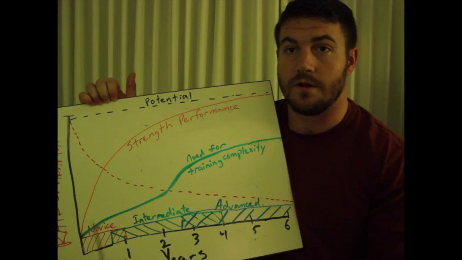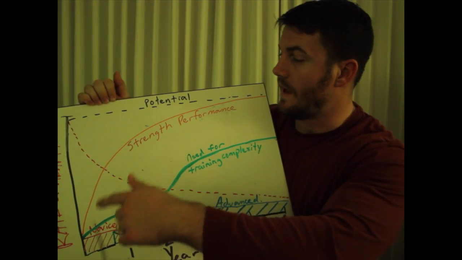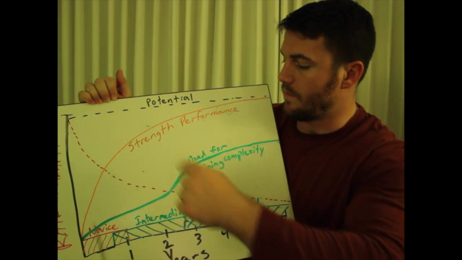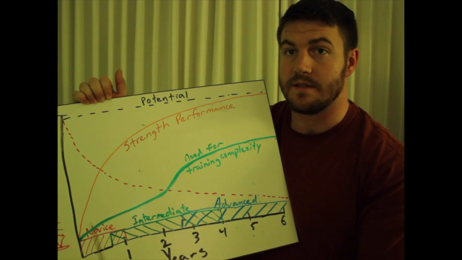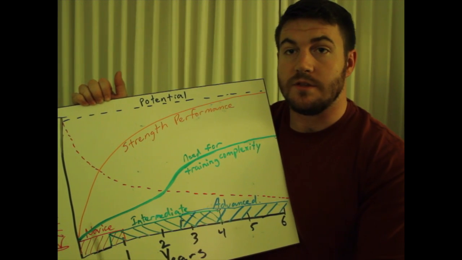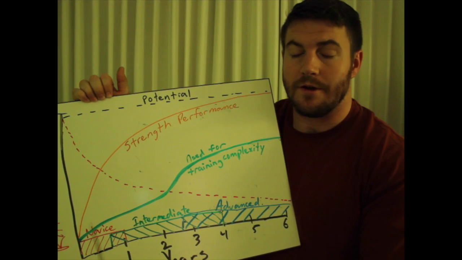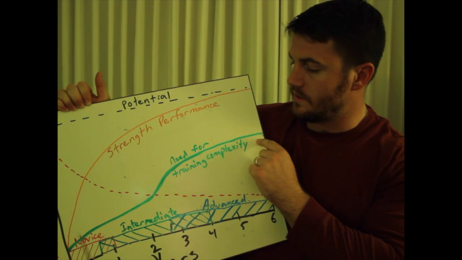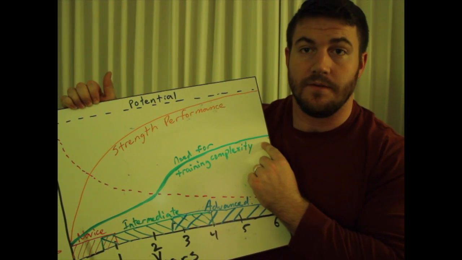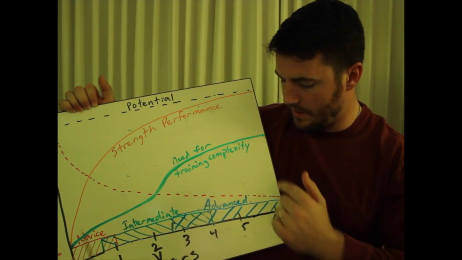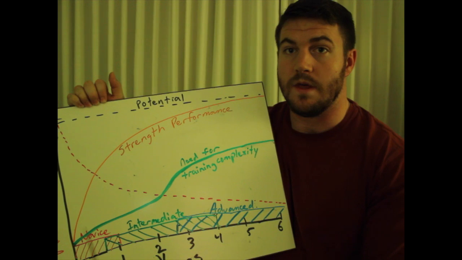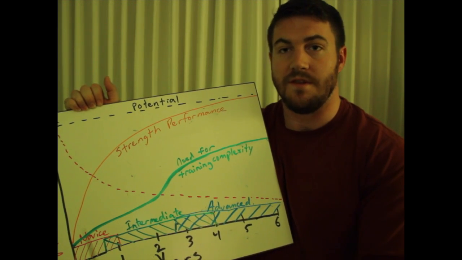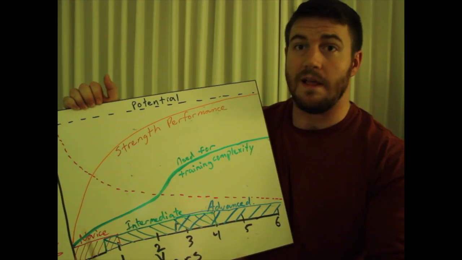We talked about this chart in the last video about rate of adaptation, potential, strength performance, and the need for training complexity. Now, how does this relate to powerlifting, and why do we care about this? Why wouldn't we always use advanced training, for example? If advanced training is what advanced athletes do, then it seems like, well, if I want to become an advanced athlete, I should train like one.